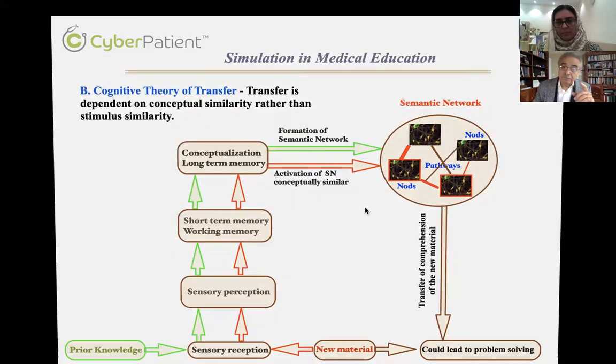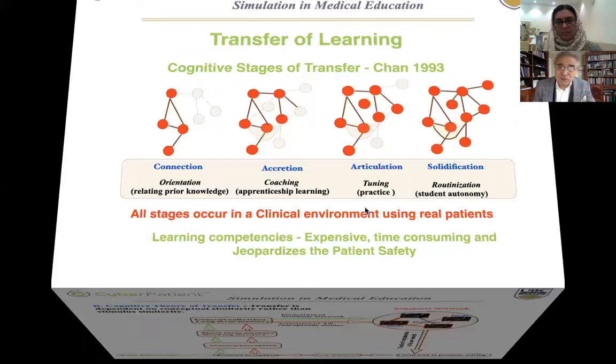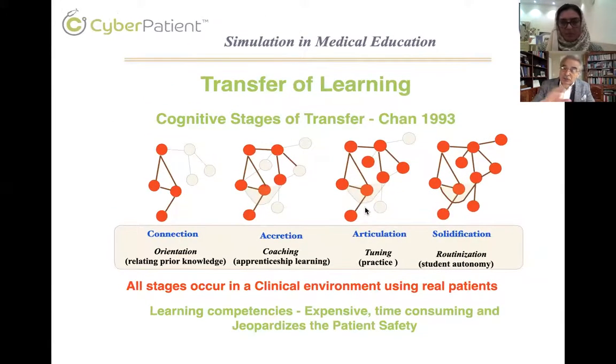Chan described the cognitive stages of transfer in 1993. What he was saying is that there are usually four stages for transfer of learning: orientation, coaching, tuning, and routinization.